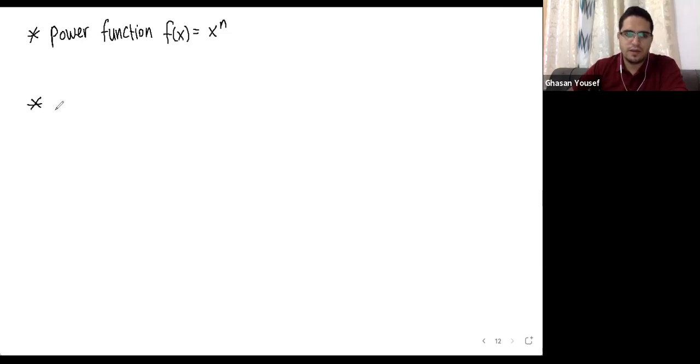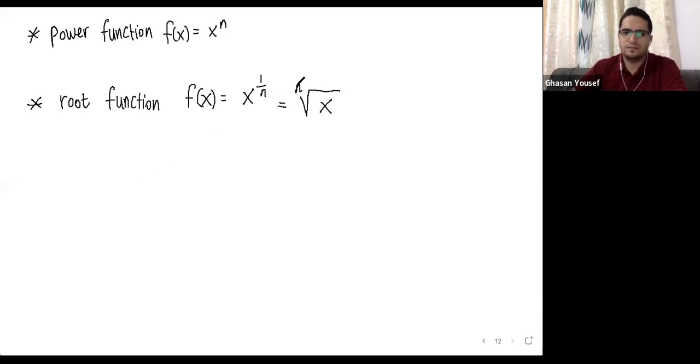Now the fourth one is the root function. The root function is the function f of x equal x to the power 1 over n, which is equal to the nth root of x. This is the root function. Any question for the functions here?